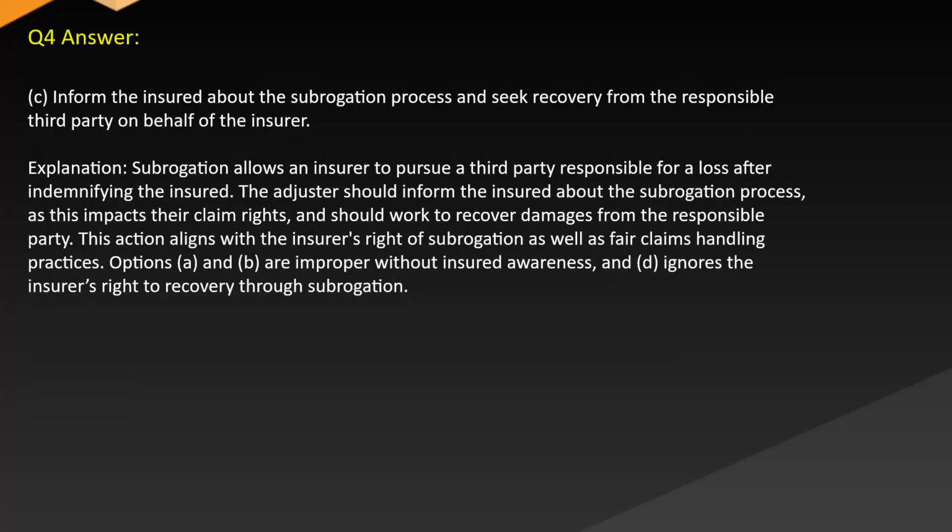Answer. C. Inform the insured about the subrogation process and seek recovery from the responsible third party on behalf of the insurer. Explanation. Subrogation allows an insurer to pursue a third party responsible for a loss after indemnifying the insured. The adjuster should inform the insured about the subrogation process, as this impacts their claim rights, and should work to recover damages from the responsible party. This action aligns with the insurer's right of subrogation as well as fair claims handling practices. Options A and B are improper without insured awareness, and D ignores the insurer's right to recovery through subrogation.